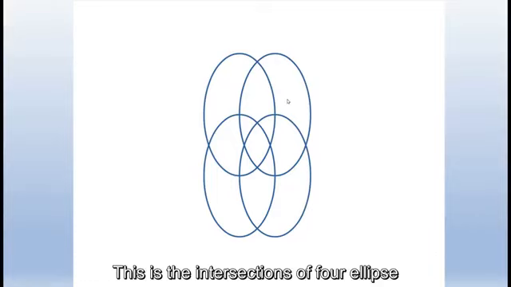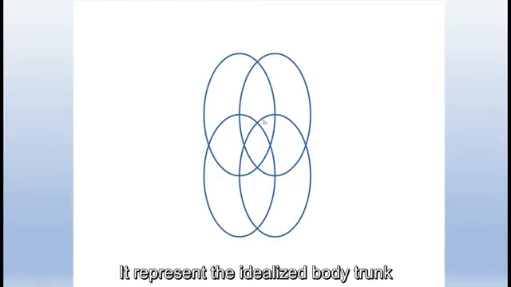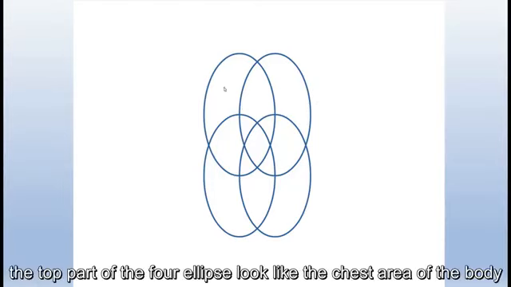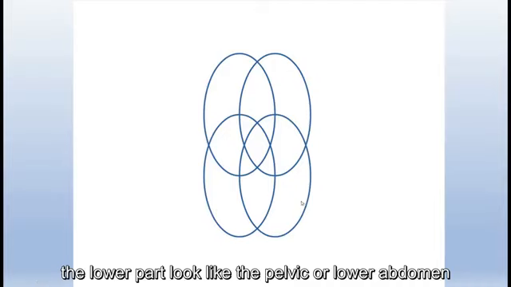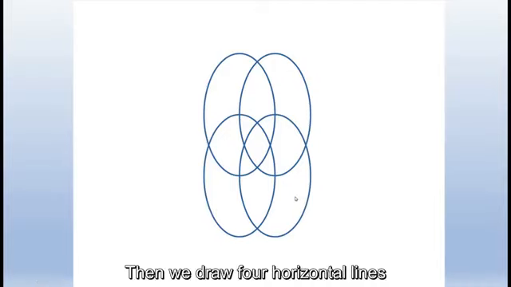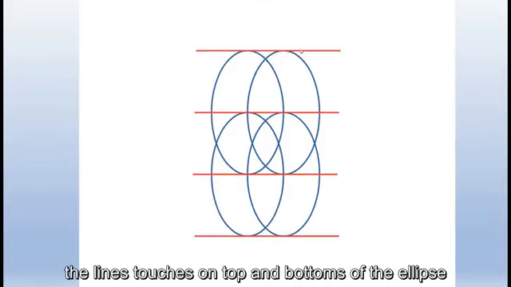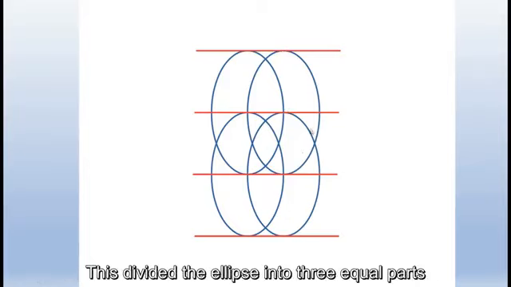Now, this is the intersections of four ellipses. It represents the idealized body trunk. The top part of the four ellipses looks like the chest area of the body. The middle part slims down like the waist. The lower part looks like the pelvic or lower abdomen. Then we draw four horizontal lines. The lines touch the top and bottom of the ellipses. This divides the ellipses into three equal parts.